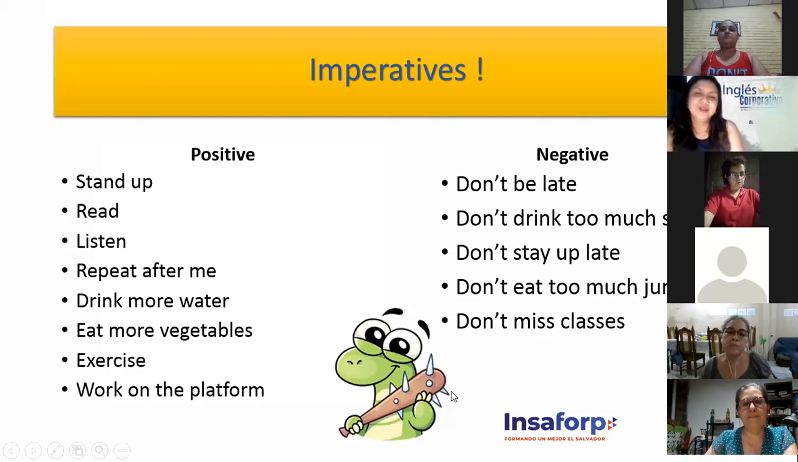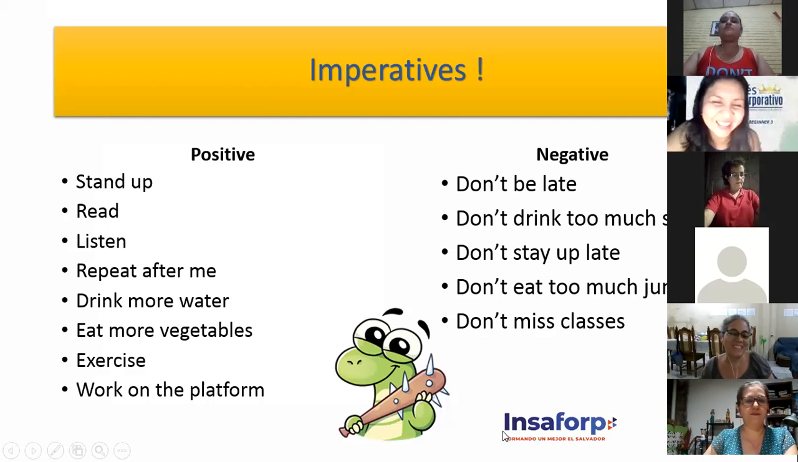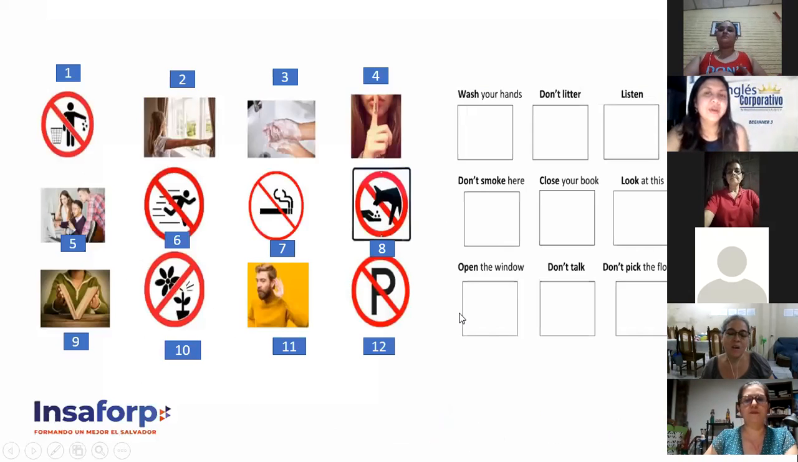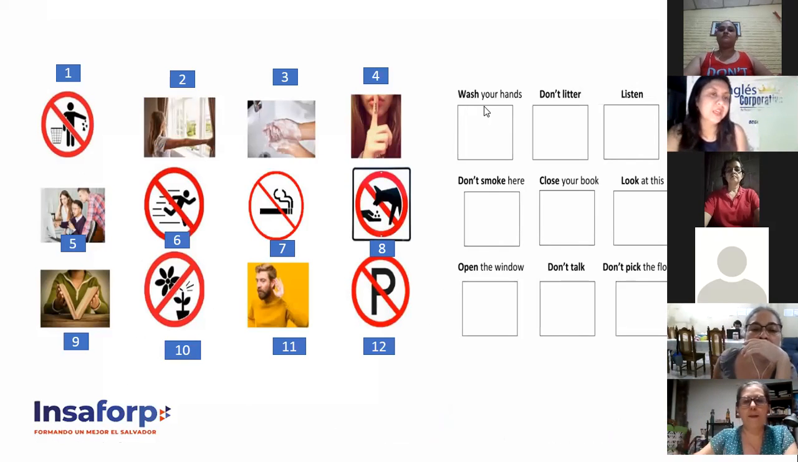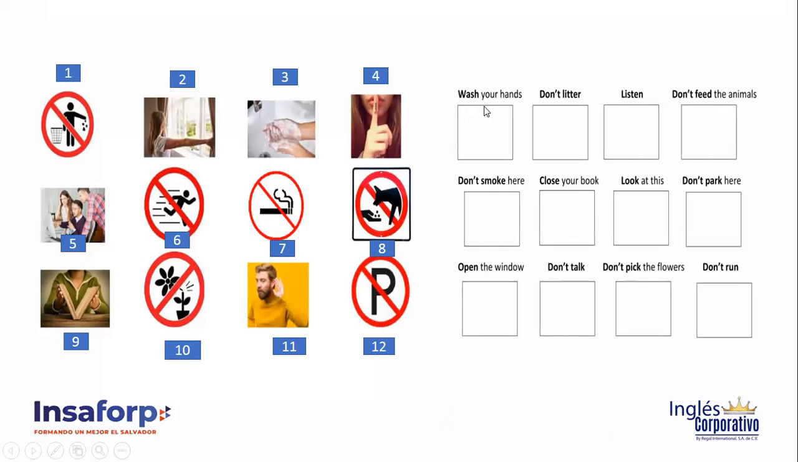Okay. Do you like my slide here? Okay. So those are the examples of imperatives. Now here I have some more examples and you can see them in the images. For example, what is number one?